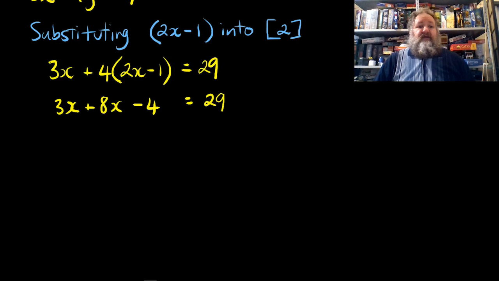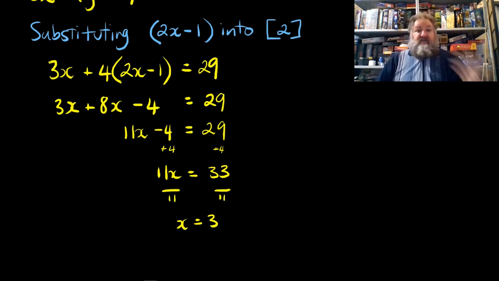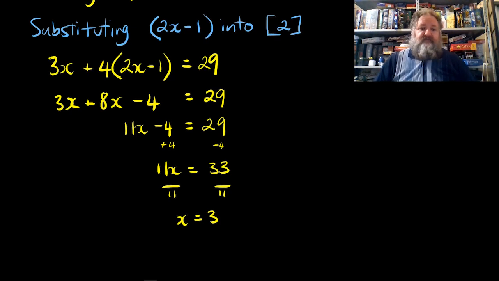I can then find my like terms, 3x and 8x, and add them together, and that will equal 11x. I then will add 4 to both sides to get rid of the minus 4 on the left-hand side. That will give me 11x is equal to 33. I'll divide both sides by 11, and I will get x is equal to 3.